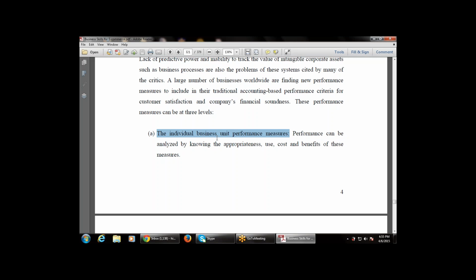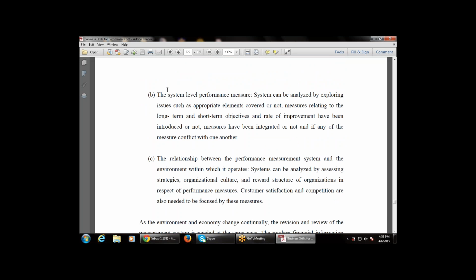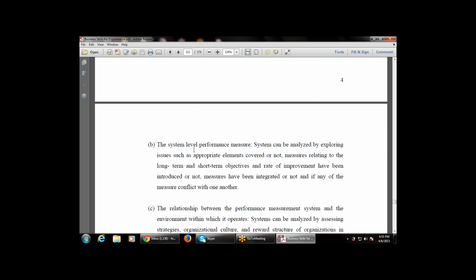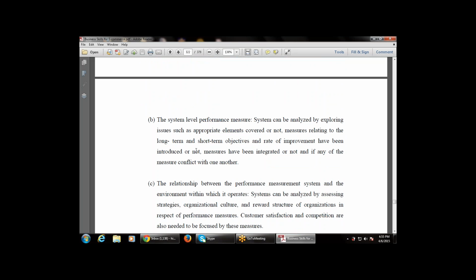That is, how appropriate is a business unit, its usage, cost and benefits of these measures. What is the cost of these measurements, and what is the benefit provided by the measurement unit? That is the individual business unit performance measures. Next, system level performance measures.